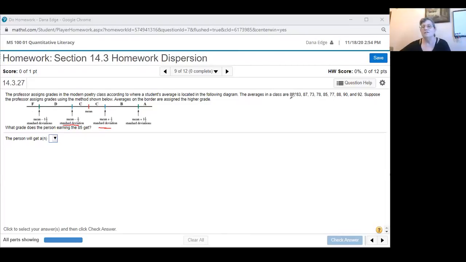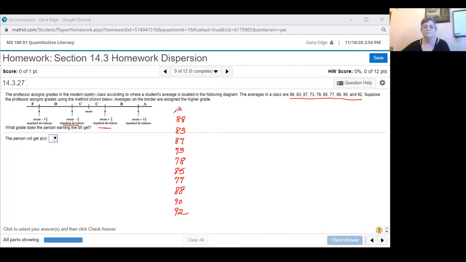So the grades in the class, 82, 88, 83, 87, 73. Let's go ahead and set up a chart here because we need the standard deviation. So our X's are 88, 83, 87, 73, 78, 85, 77, 88, 90, and 92. 1, 2, 3, 4, 5, 6, 7, 8, 9, 10 grades.